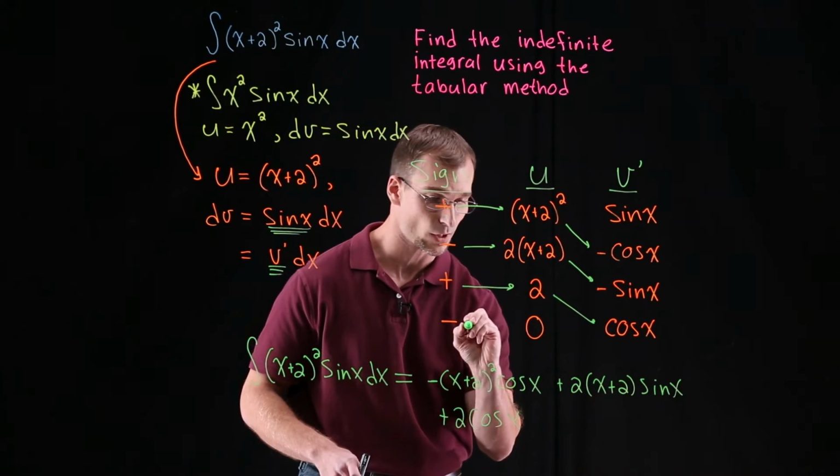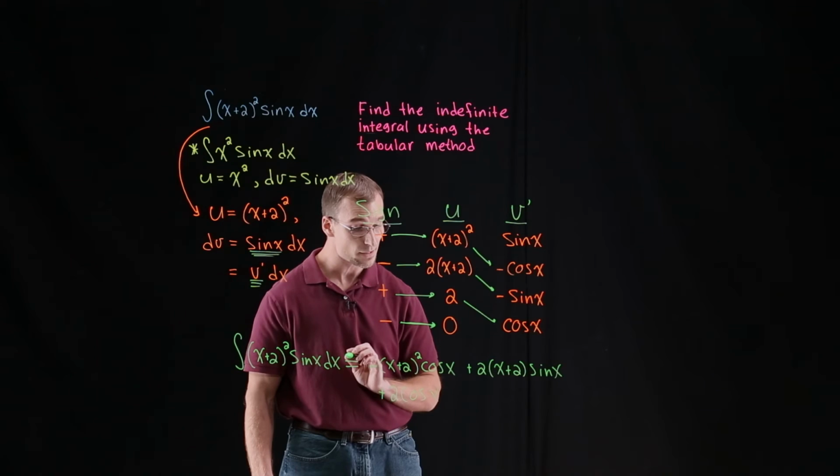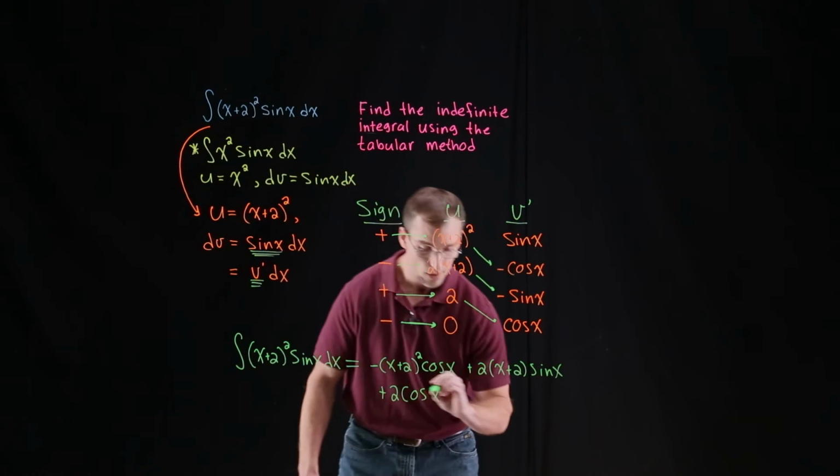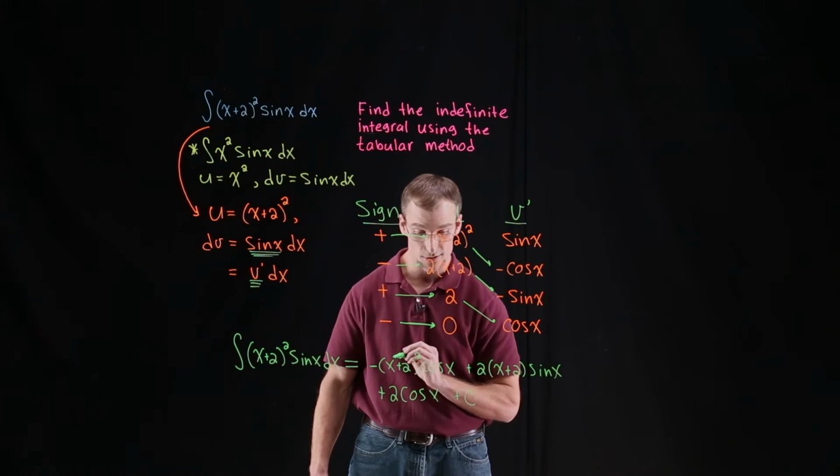We can even think of going across on the very last row, but we don't have anything other than 0. So the last thing that we're going to have with our antiderivative here is, of course, our constant of integration, so plus some constant c.